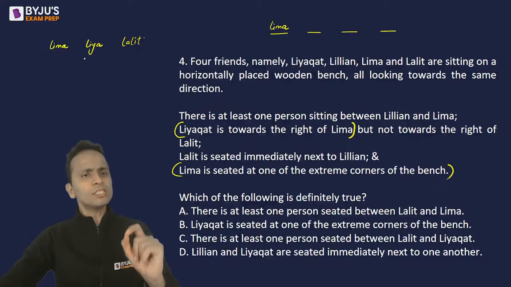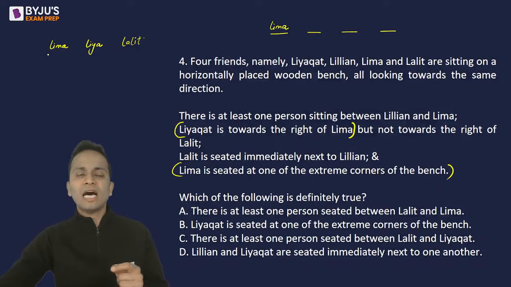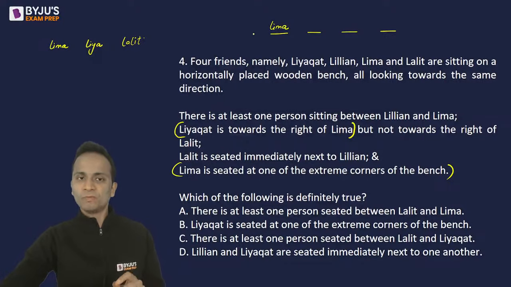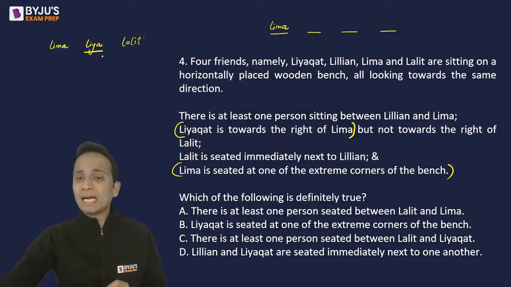Fine. The respective positions of Lima, Liaquat and Lalit I have already drawn, where Lima is seated at the extreme left hand side of the row. Okay, now Liaquat is towards the right of Lima. So Liaquat here is on the right of Lima, but Liaquat is not towards the right of Lalit. So Liaquat has to be on the left of Lalit.